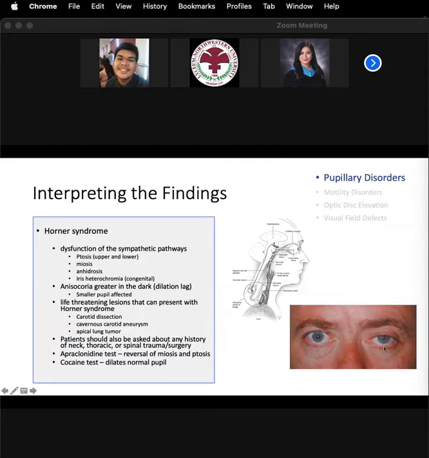You look closely, yung pupils niya, ito, miosis, myotic, small. Ito, normal. Okay? And anhidrosis is yung loss of the ability to sweat or perspire. So it's the left eye. So ptosis, miosis, and yung anhidrosis.